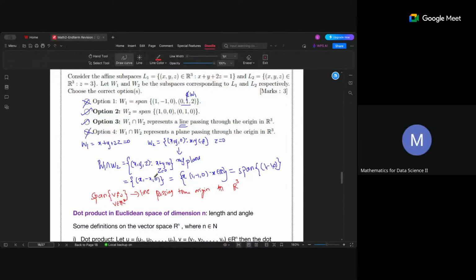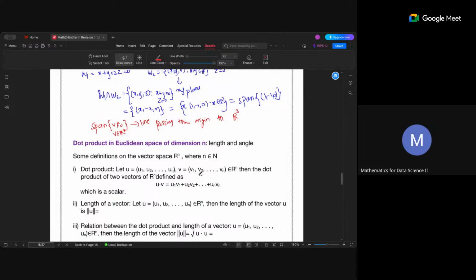Thank you, ma'am. Okay. Further it reduces to (1, -1, 0), right? Yeah. So we are just taking this x common. So you are having just the vector (1, -1, 0). So this is a basis.